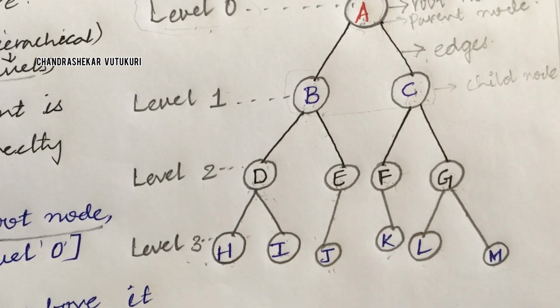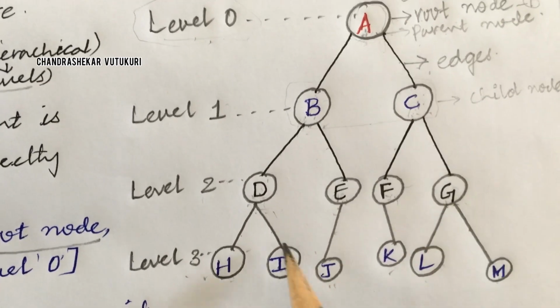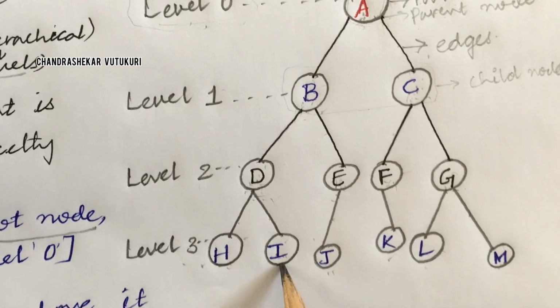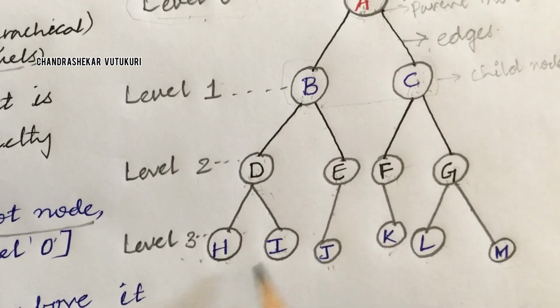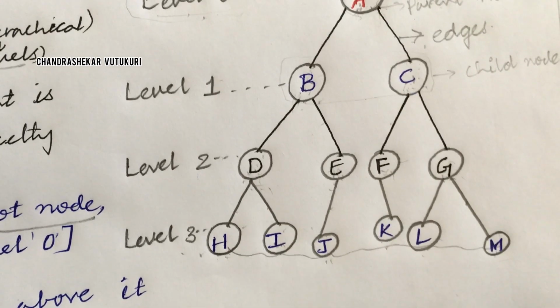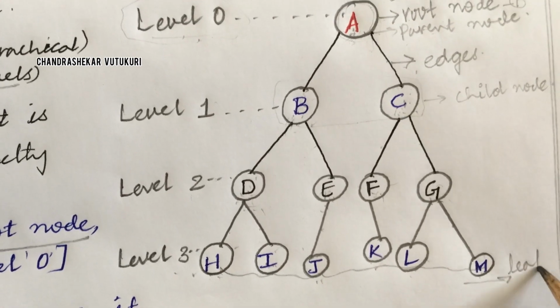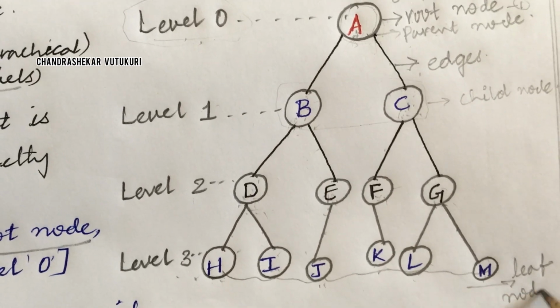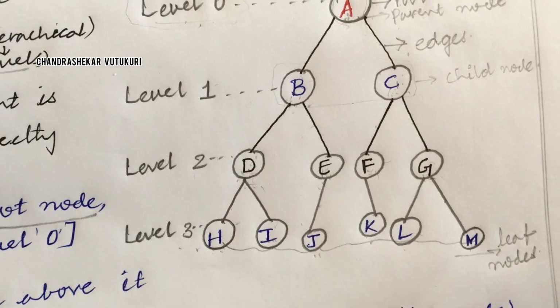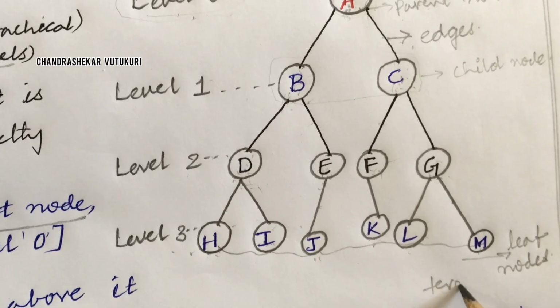Getting? A node which doesn't have any child, if you look here, H, I, J, K, L, M, they don't have any child, and they are called the leaf nodes. They are called leaf nodes, or otherwise they are called terminal nodes, dear students.